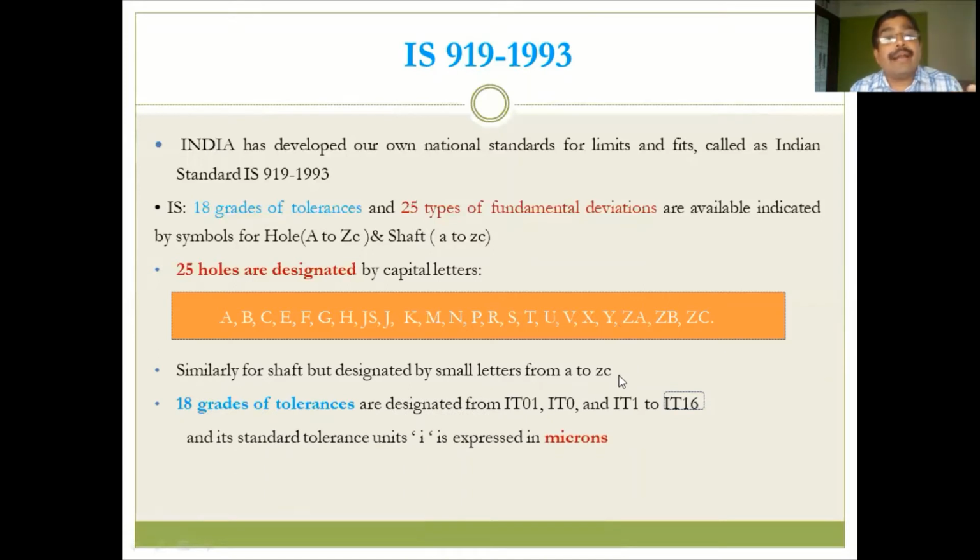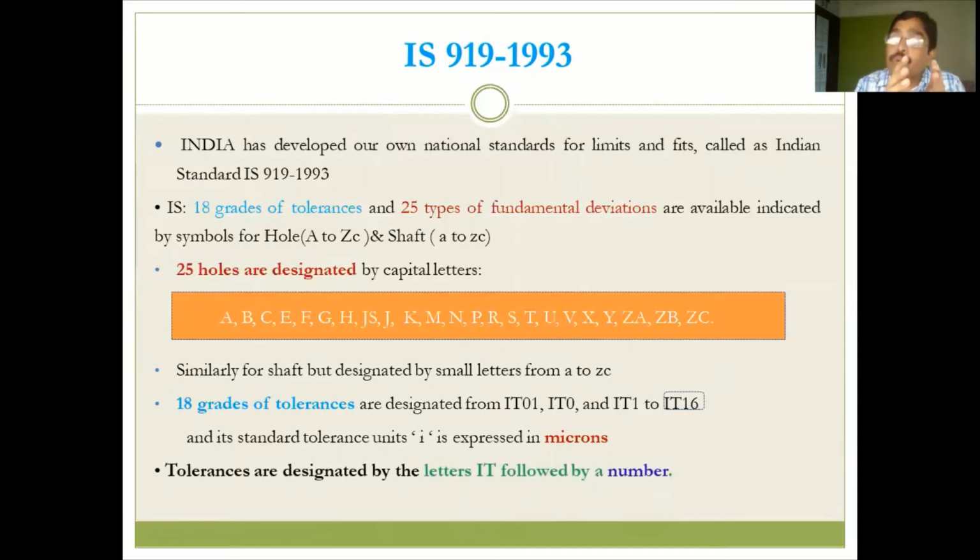Then there are 18 grades of tolerances. How is it designated? It is designated by IT, where IT means tolerance, followed by a number. IT01 is a tolerance grade. So in that way, IT01, IT0, IT1, IT2, up to IT16, there are 18 grades of tolerances. And these 18 grades of tolerance, I will show you in the next slide.